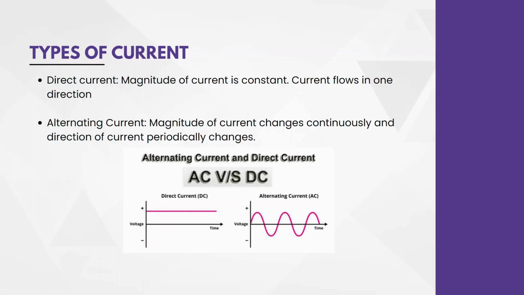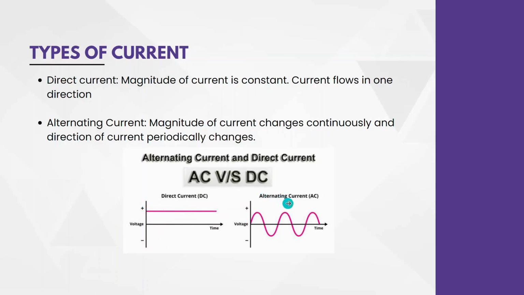The name itself is enough to guess the behavior of these types of current. So in direct current, the magnitude will be constant and the current will flow only in one direction. For example, this graph over here is a straight line indicating that it is constant and it is flowing in only one direction, that is, it has a positive magnitude.